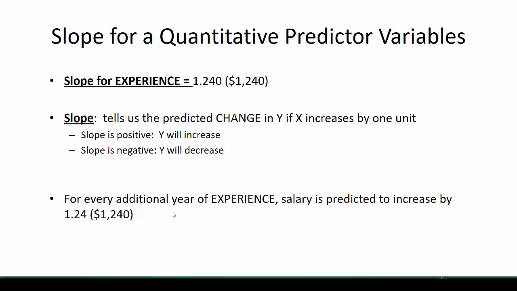The slope for experience was 1.240. So that means for every additional year of experience, salary is predicted to increase by 1,240. So again, the slope tells us the predicted change in y if x increases by 1 unit. So for every additional increase of 1 year in experience, salary is predicted to increase because our slope is positive.